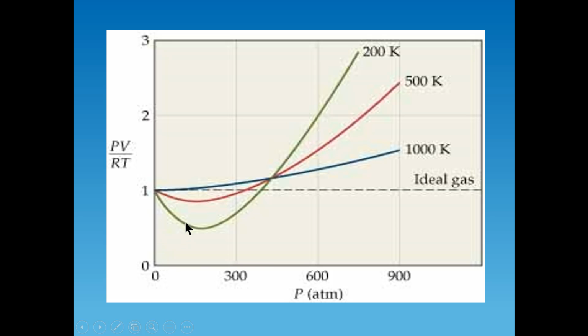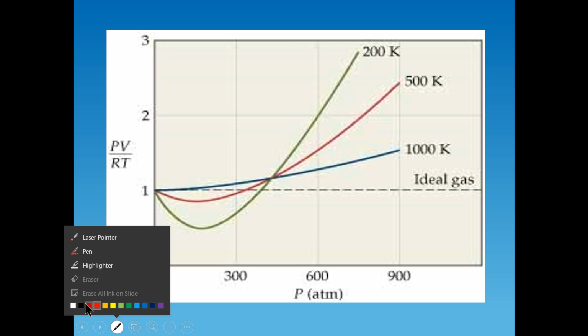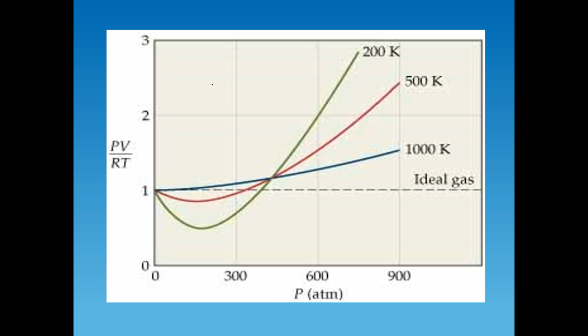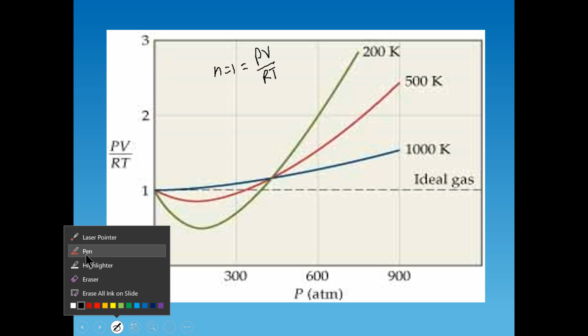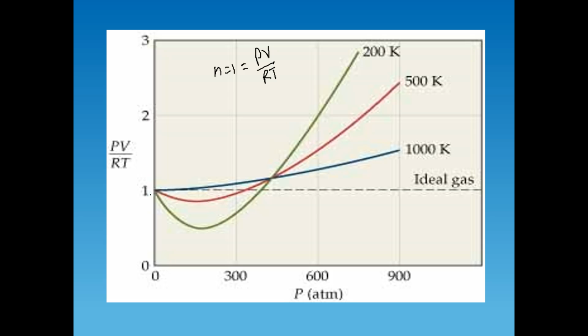Now, assuming that we're dealing with 1 mole of a gas, and let me go back to my pen function here. If n is equal to 1 mole, then that would be equal to PV over RT. So PV over RT is going to be equal to 1. So basically, for an ideal gas, it doesn't matter what the pressure is, PV over RT is going to be equal to 1, which is shown here. All right? So that's what this dotted line represents, the plot of an ideal gas when you plot PV over RT versus the pressure, right?